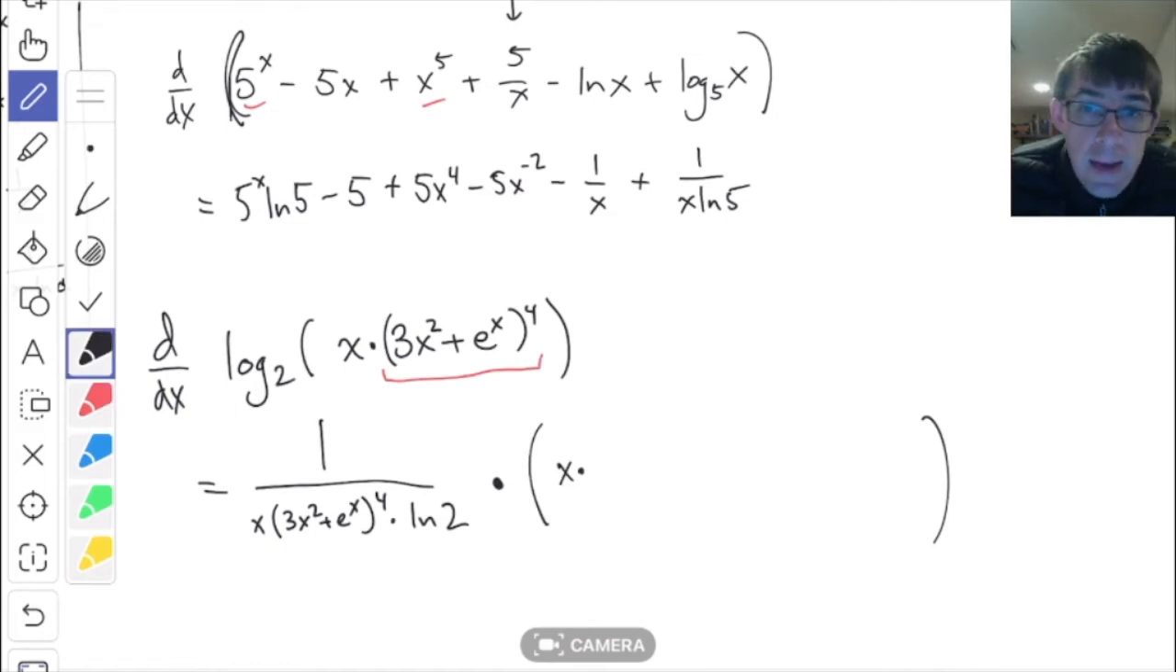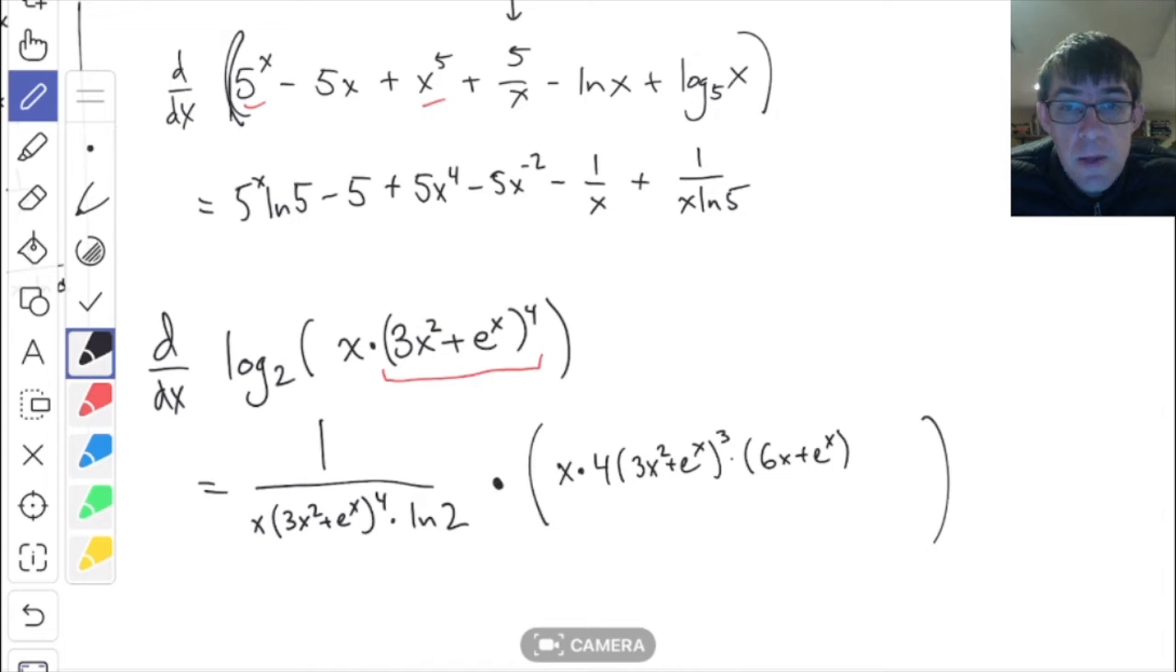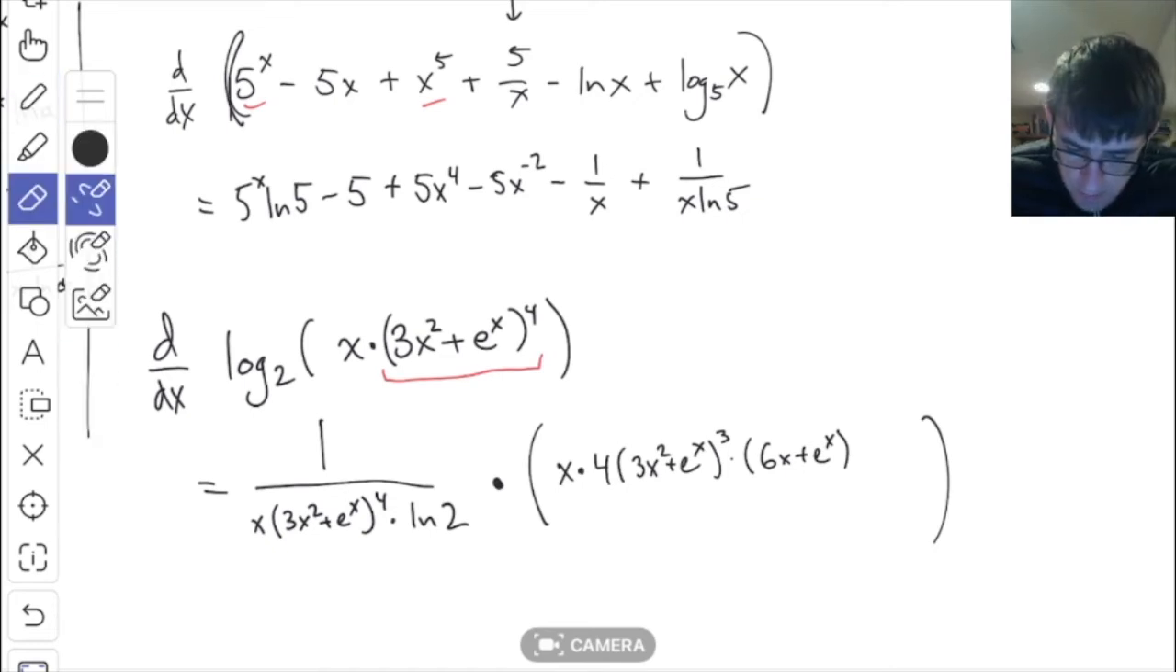Actually, for that, I need the chain rule, right? This is a sort of traditional chain rule with the exponent on the outside. So it becomes 4 on the front. Same thing on the inside to the third power. And then times the derivative of the inside is 6x plus e to the x. That's the derivative of the inside, right? 3x squared became 6x. e to the x became e to the x because the derivative of e to the x is e to the x. All right? This is not the whole thing.